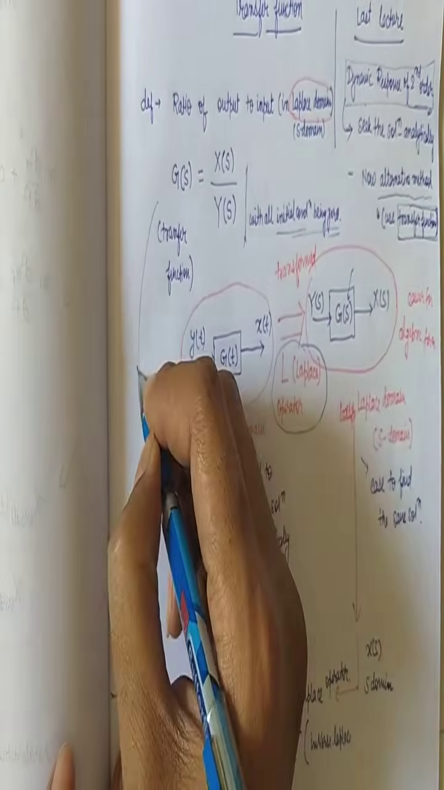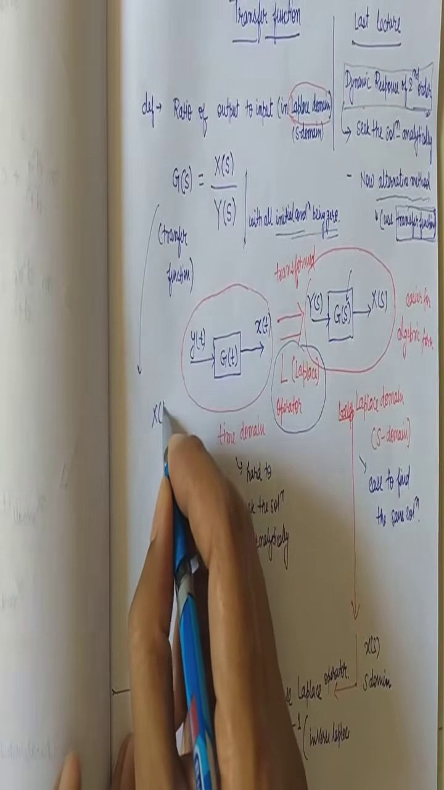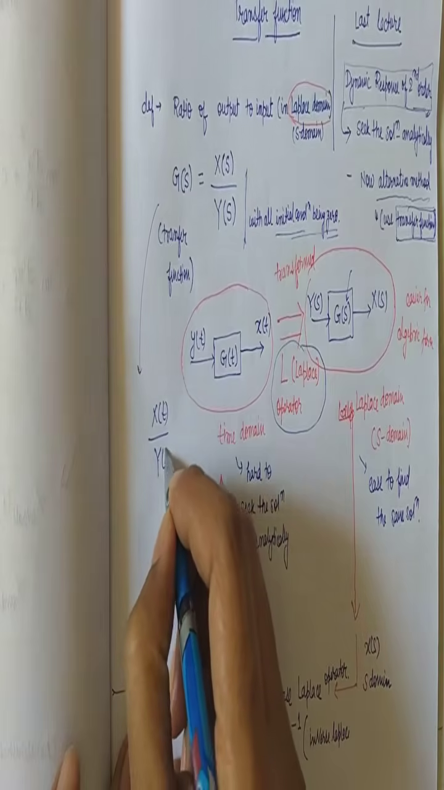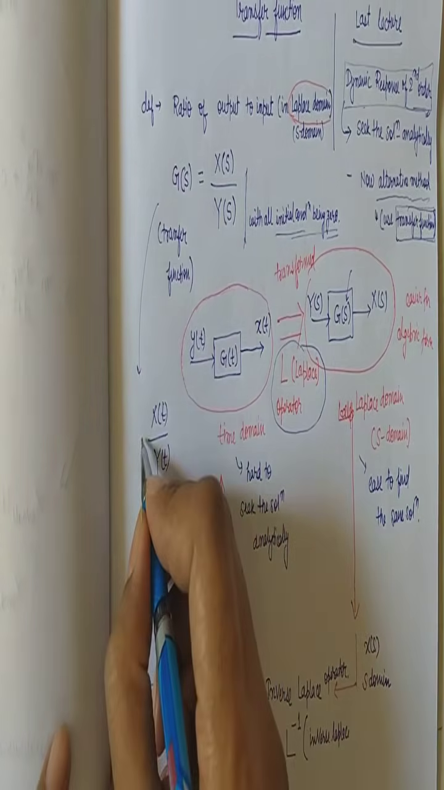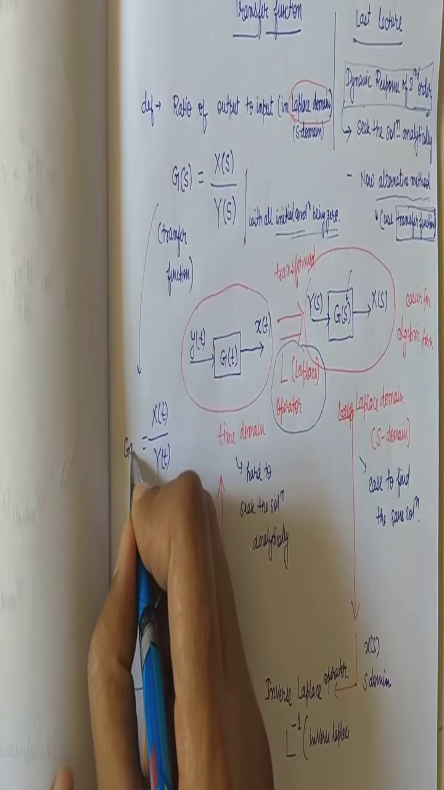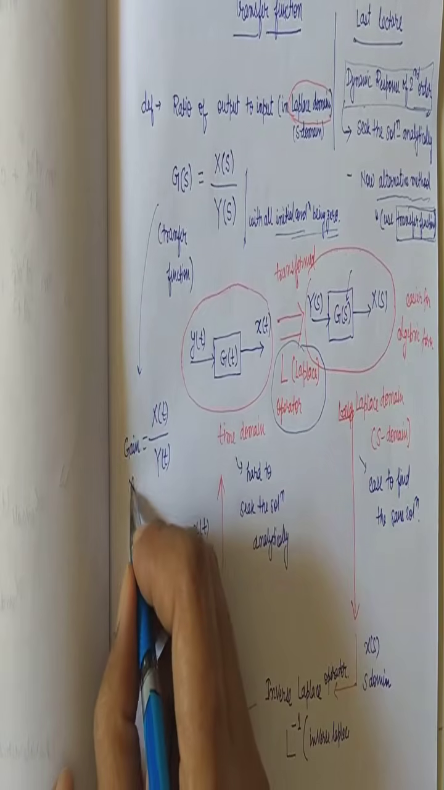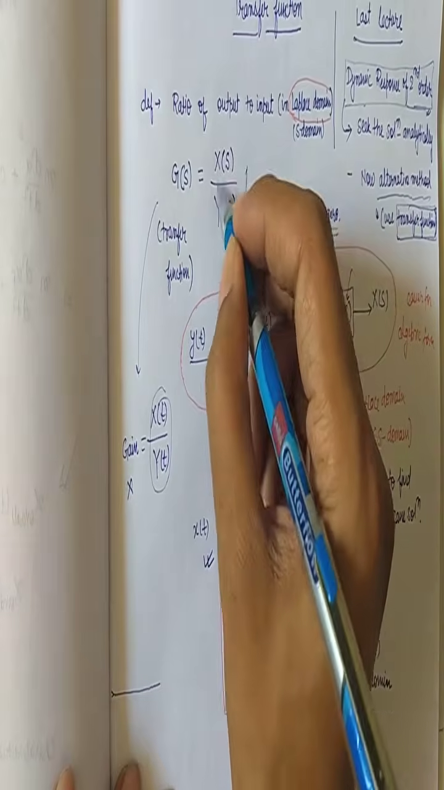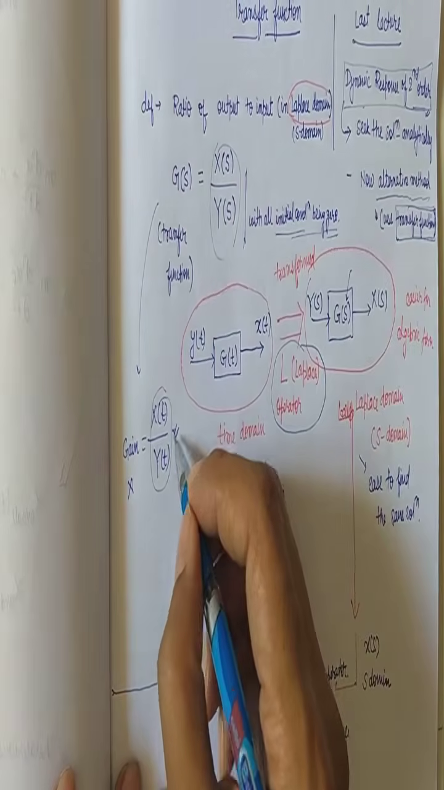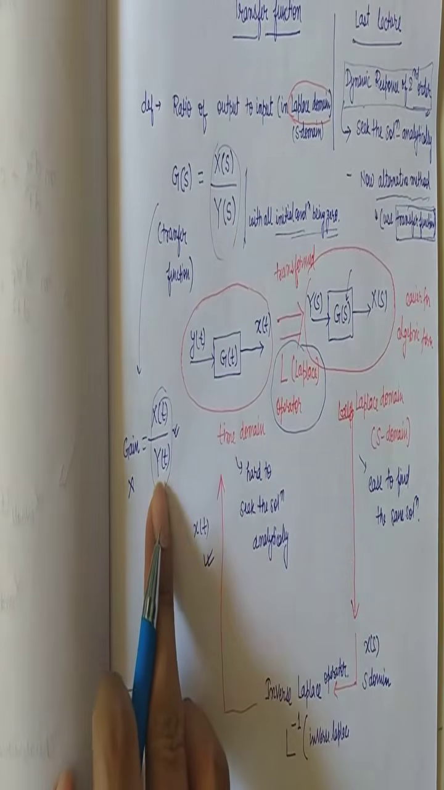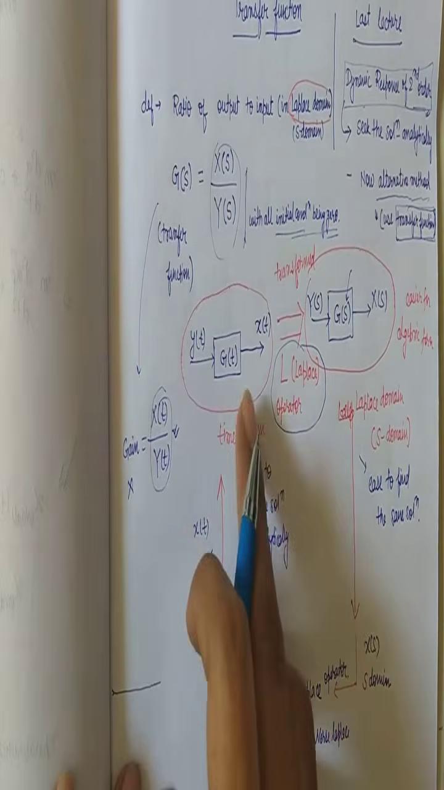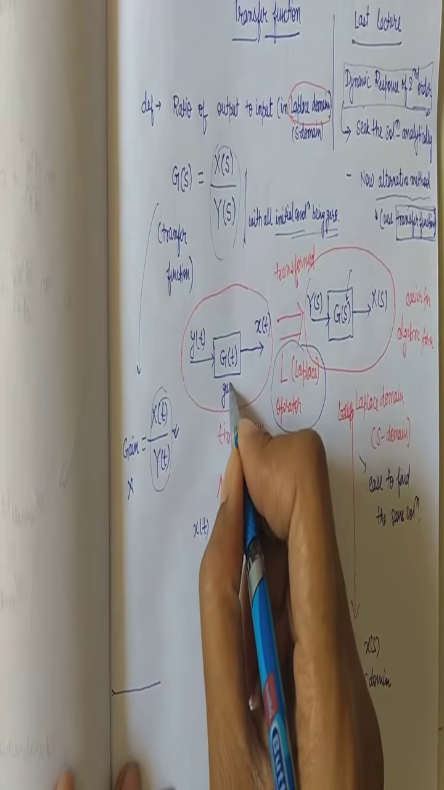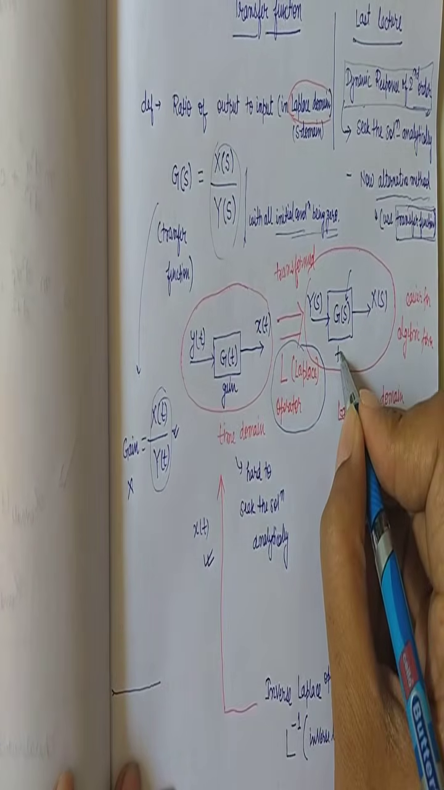So what if we are doing x(t) by y(t)? If you do this, it is not a transfer function. The transfer function should always be in S domain, not in time domain. The time domain ratios are called gains. This is called gain, and this is called transfer function.